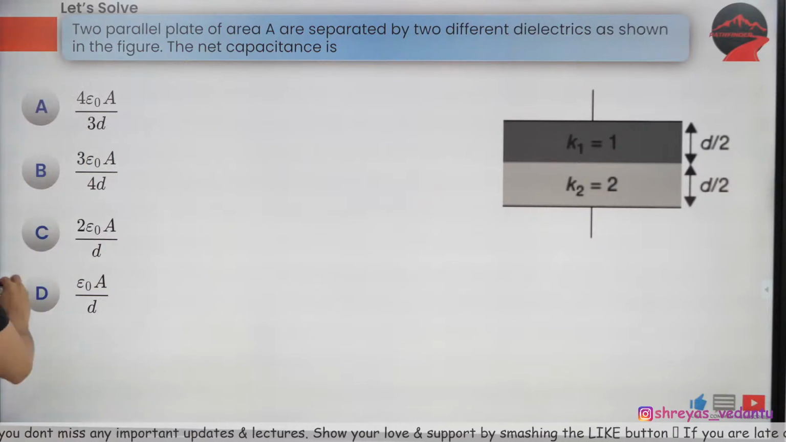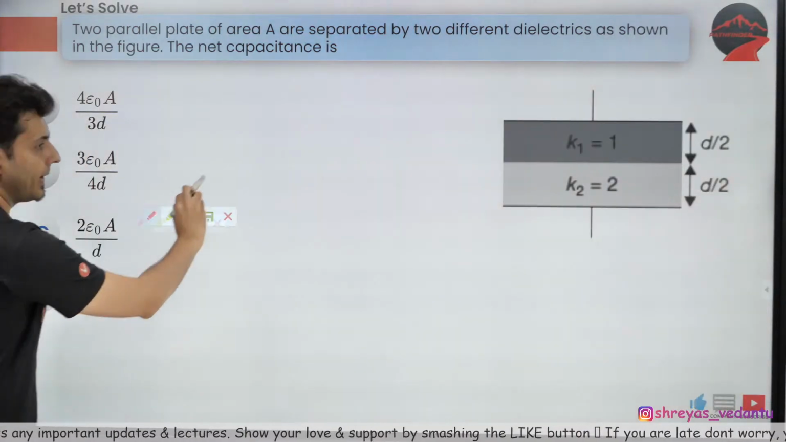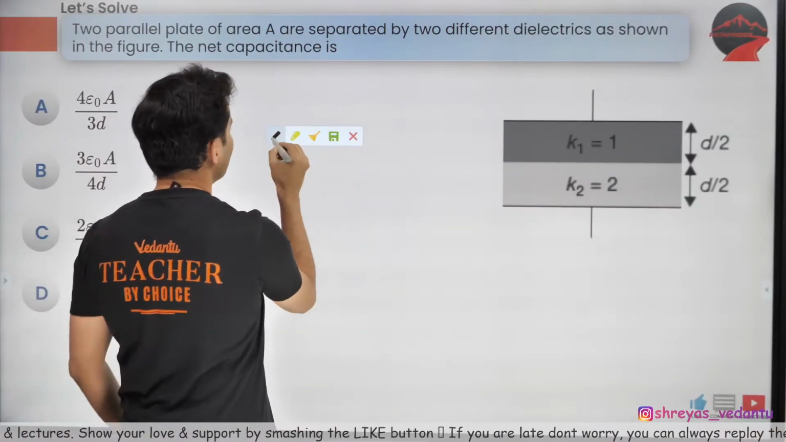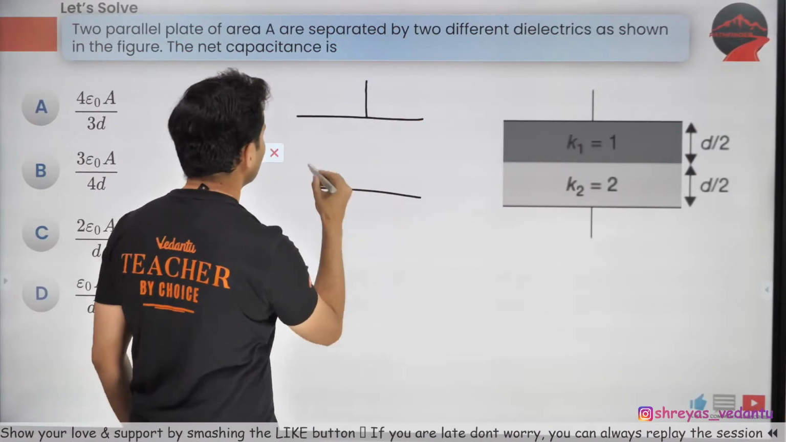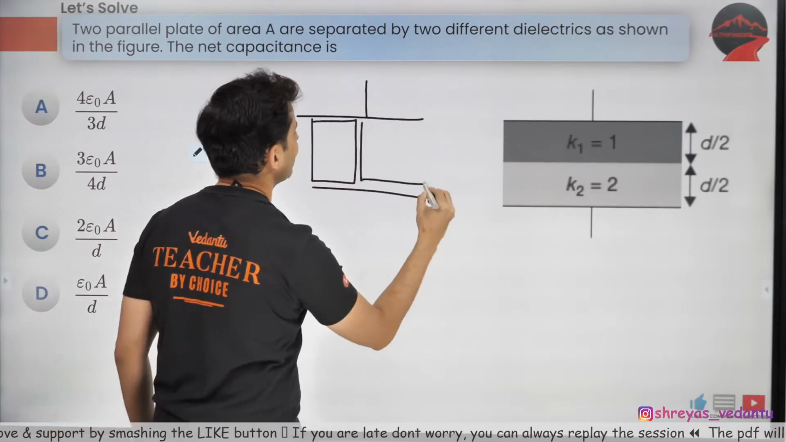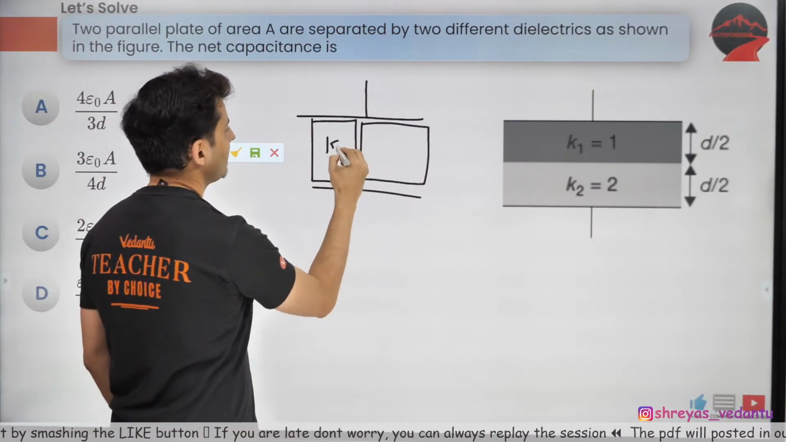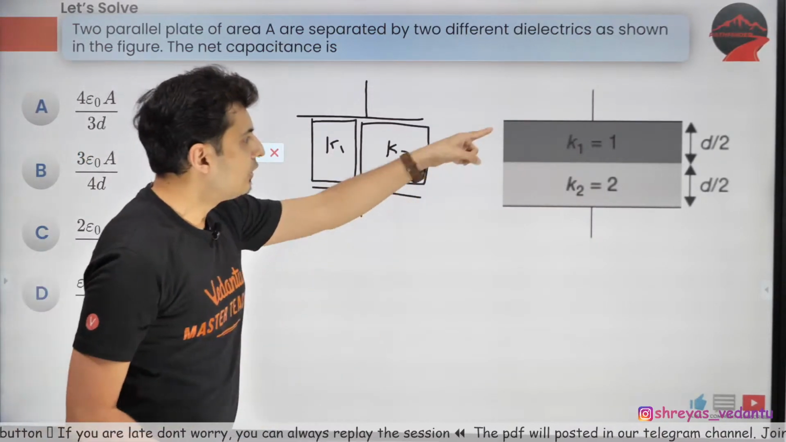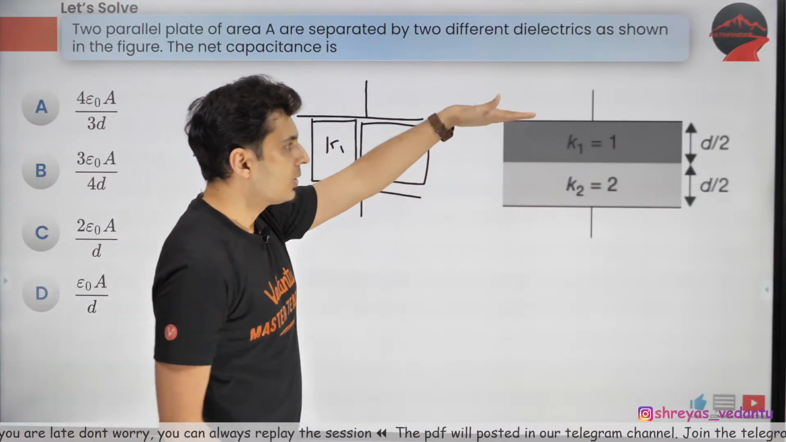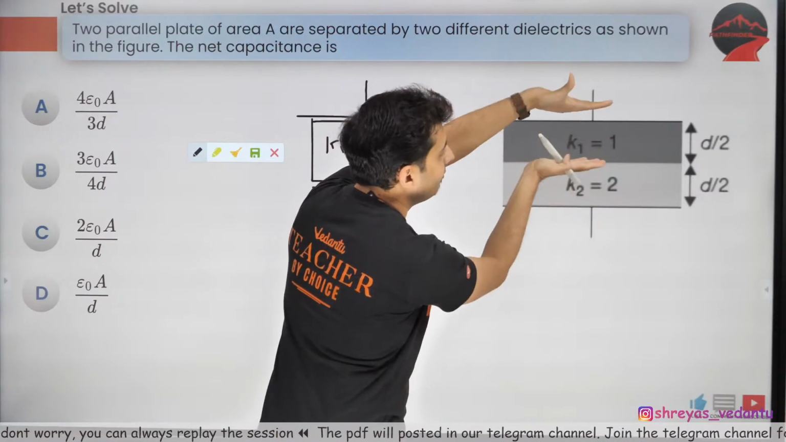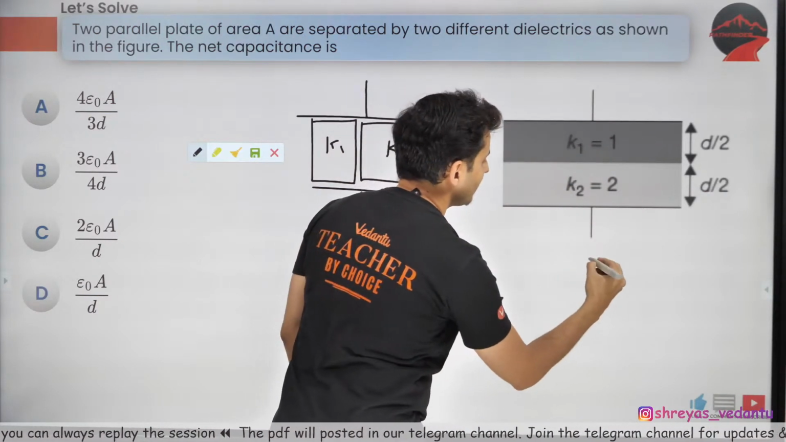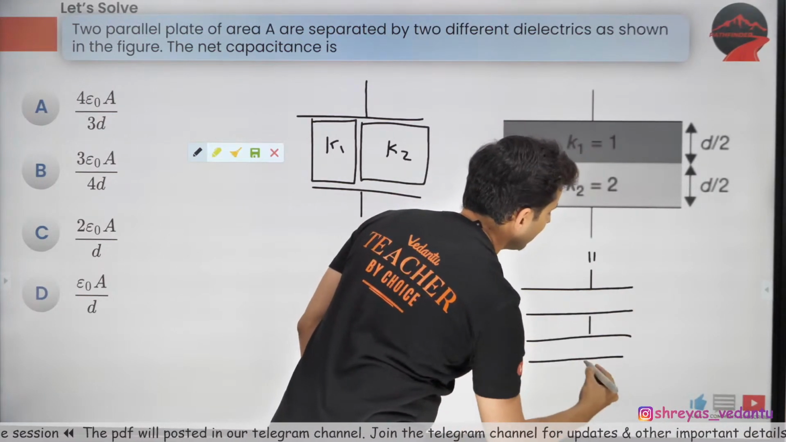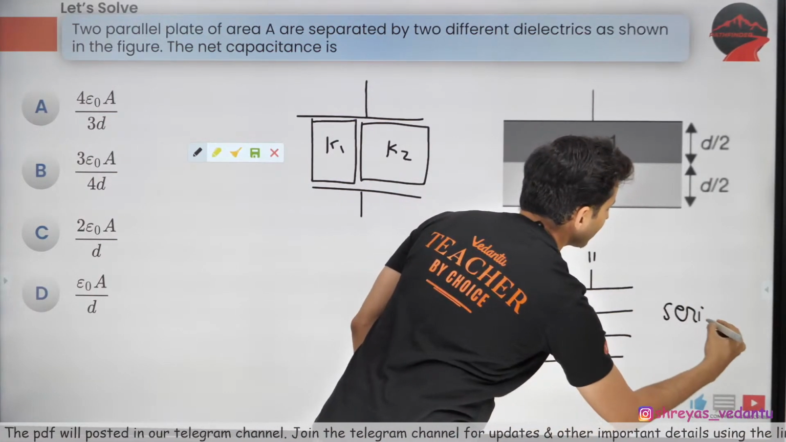The moment you see these kinds of questions, there are only two varieties, remember, my warriors. One is like this, and the second one is like this. You have a dielectric here and a dielectric here. This is K1, this is K2. These two kinds of questions you will get. If you find this kind of problem, you can see the capacitors are one after the other. So this is equal to one capacitor here and one capacitor here. They both are in series.